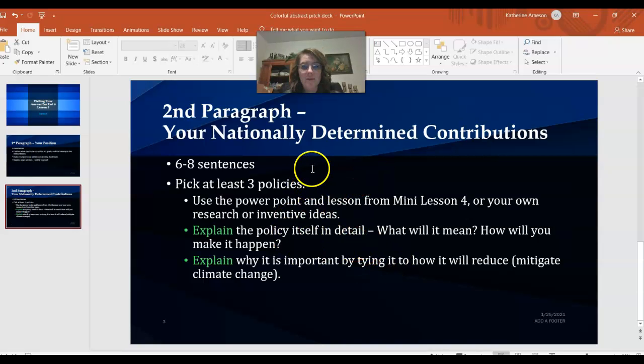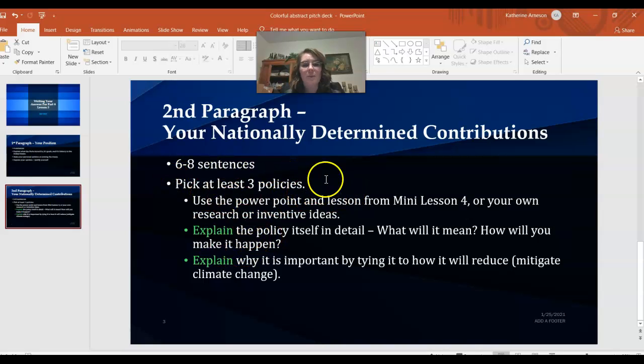Okay, so the second paragraph is a little bit tricky because you're going to use a couple of different resources here. You're going to need to pick at least 3 policies, but I want to review this term real quick: nationally determined contributions. So whether or not you personally agree that we should join this treaty, because Biden has just announced that I think on the 19th of February we'll officially be part of it again. But I might be wrong about the 19th. That's just the date I remember. You're going to need to write a lot more in this paragraph than in the last one, because you need to make sure that you write at least 6 to 8 sentences because you have to explain yourself.